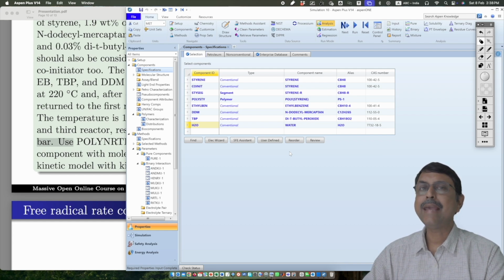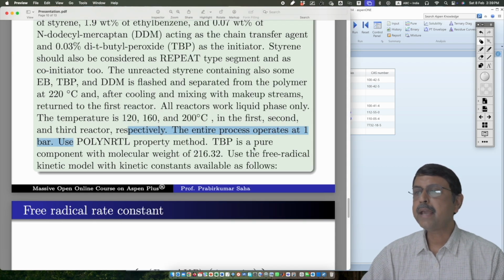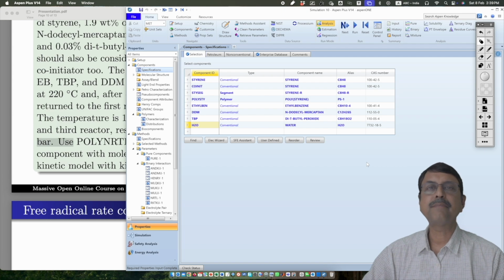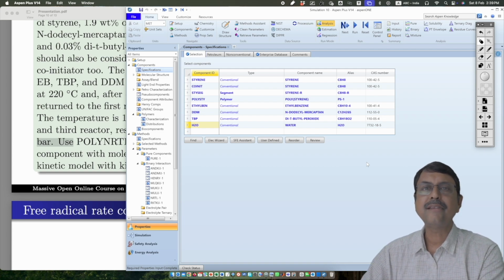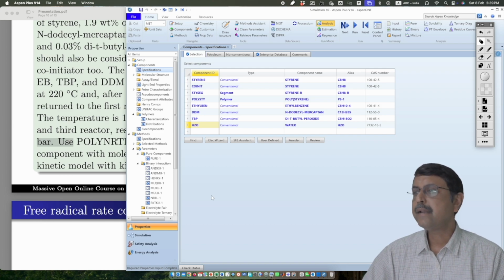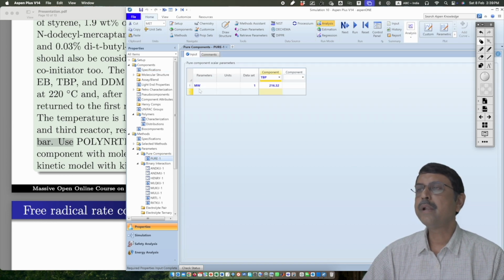But suppose you have some extra information about TBP. In your model, this TBP has been identified with a molecular weight of 216.32. So it may not be the same as what Aspen Plus knows, but you have to override the information of Aspen Plus. So you are externally adding this molecular weight information and asking Aspen Plus to use this one, not the one which it has in its own database. Okay, that is the reason you have given this pure component molecular weight of TBP.